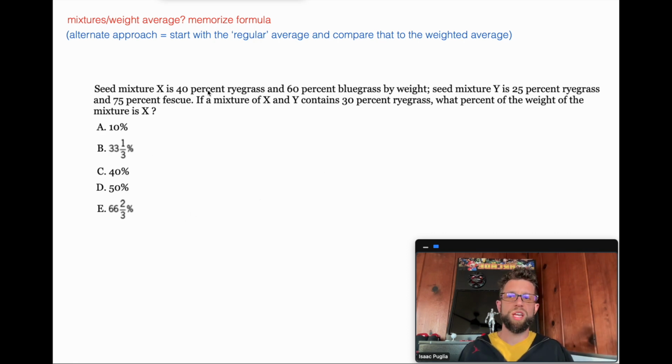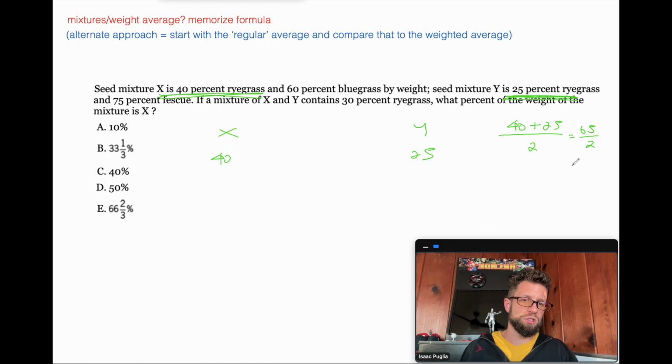So let's think about the regular, or what I might call pure average, between something that's 40% ryegrass and something else that's 25% ryegrass. So I got x over here is 40%, y over here is 25%. Now the pure average, if they were equally represented in the mixture, would be this plus this over 2. That's just a standard non-weighted average. So here we would get 65 over 2, which is going to yield 32.5. So the standard average here, if x and y were equally represented in the mixture, would be 32.5.